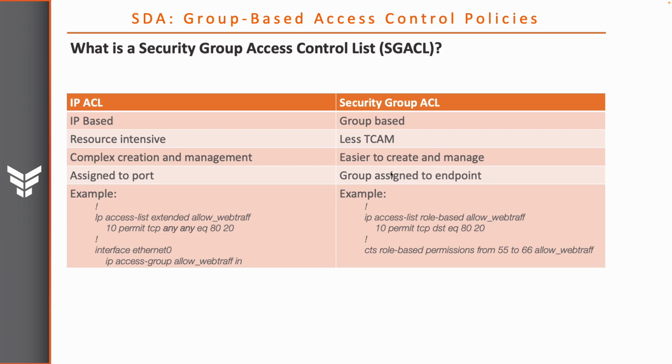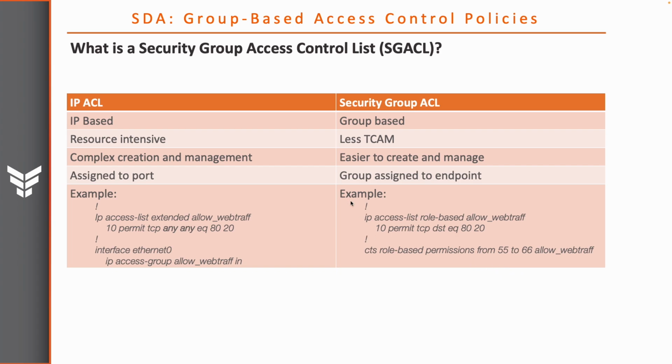Alternatively, when we take a look at our Security Group ACL, you can see that we're going to build the same ACL and permit the same ports. And these are our destination ports. And then we just have this one command here to say that we want to apply these permissions from 55 to 66. Now these numbers here, those are our scalable group tag numbers, and they're going to be the identifiers for, say, our employees scalable group and our contractor scalable group. So very easily we can just apply this one line, and we now have this access control list applied to all endpoints when they come into that environment automatically.